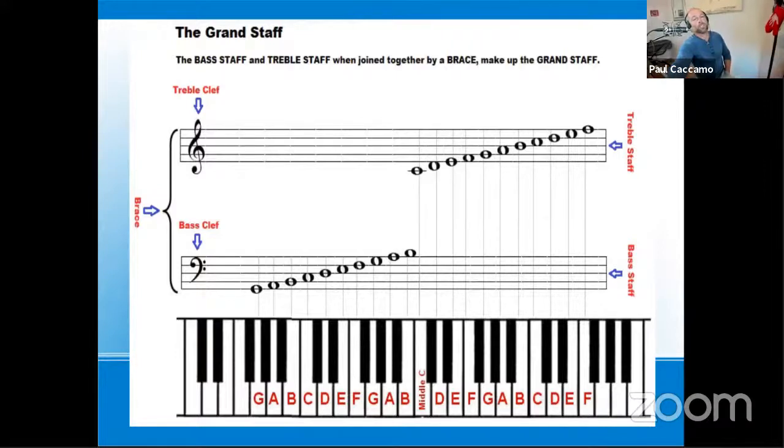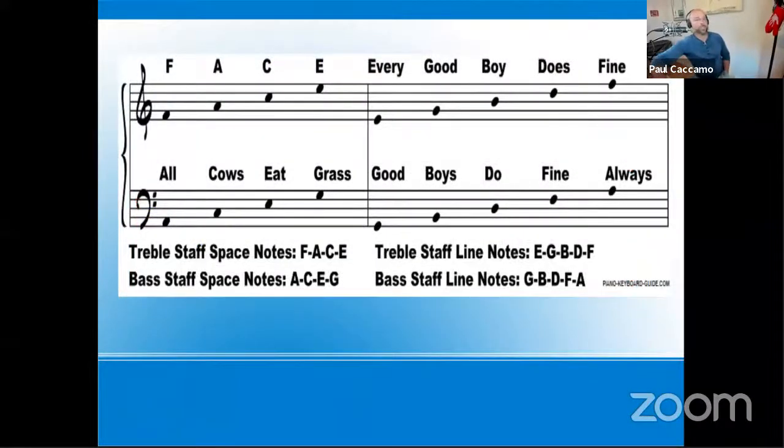And of course, we have these helpful mnemonics here. Face, all cows eat grass. How many of you have seen these before? I have. Okay. Well, these are mnemonics people use to know what your pitches are.